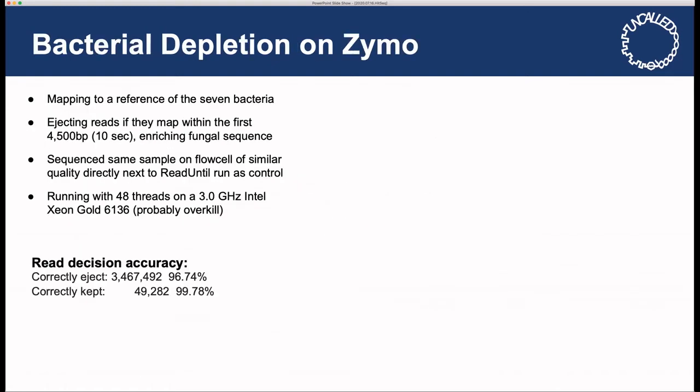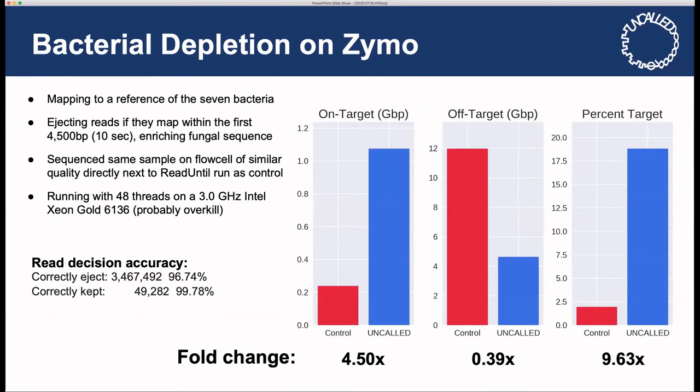So we did this. I'll just give you some of the headlines. The accuracy was excellent. We had over 96% accurate ejection rate compared to Minimap2. And then we had over 99% acceptance rate, so we kept those molecules from the yeast genomes that we wanted. In terms of output, we increased the amount of sequence data from the yeast genomes by 4.5-fold. We dramatically decreased the amount of off-target sequencing. We dramatically expanded the amount of the sample that was the yeast genome.